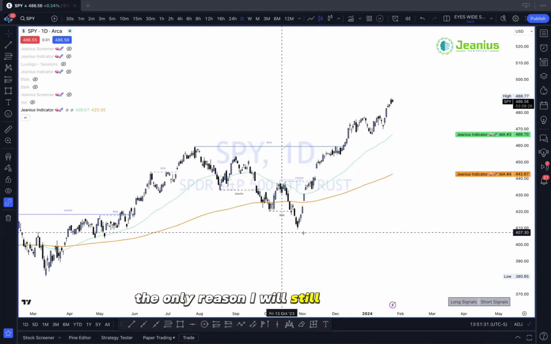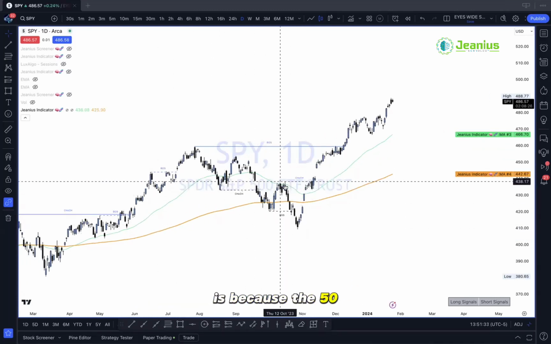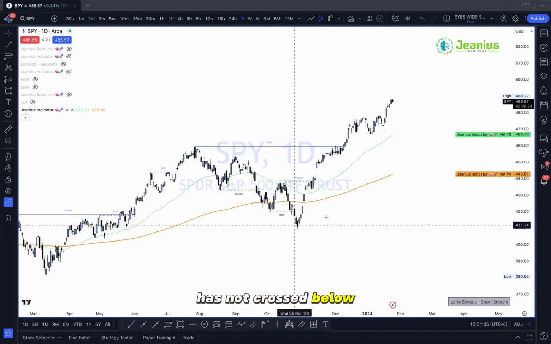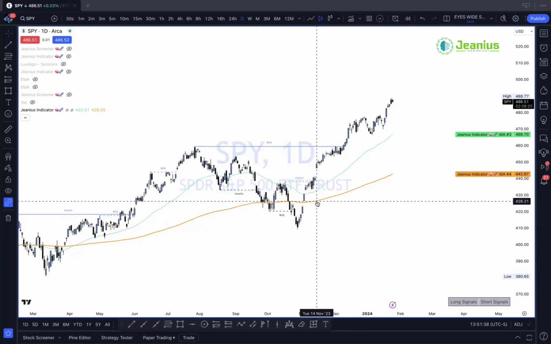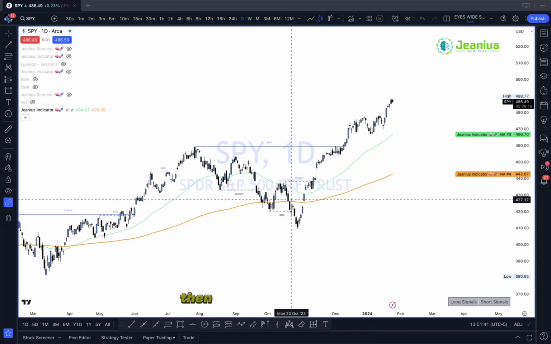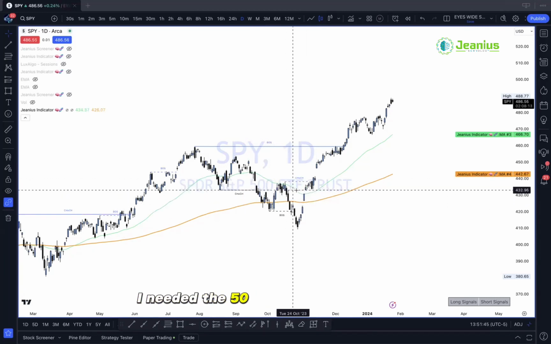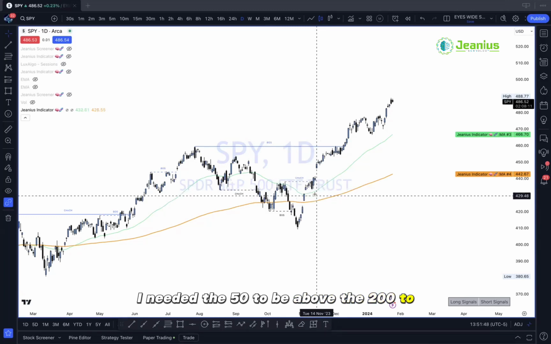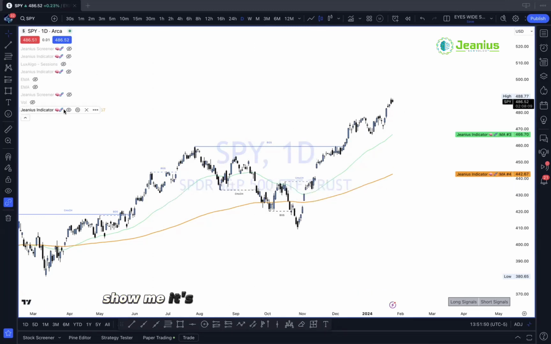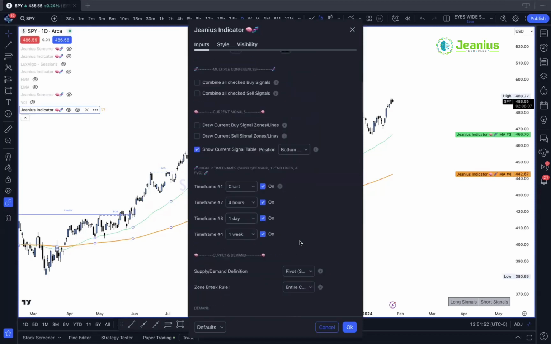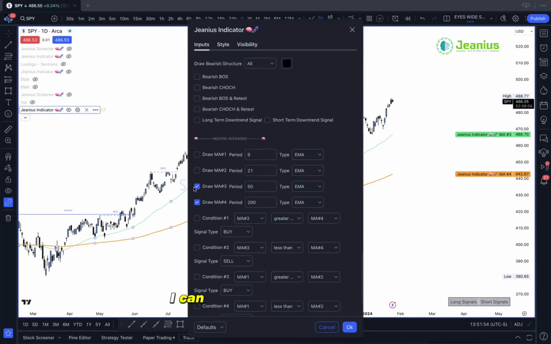The only reason I would still get a buy signal is because the 50 has not crossed below this 200 moving average. And so if this was one of my rules, then it would still stand that I needed the 50 to be above the 200 to give me buy signals. And I could have that set here. I could take these off my chart.